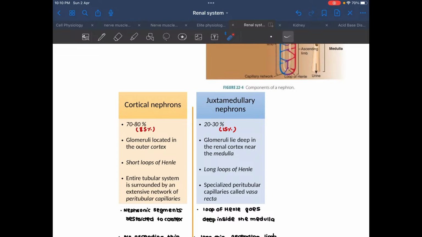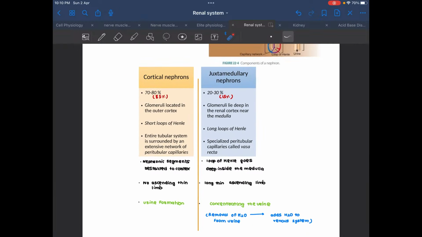Cortical nephrons have a very extensive network of peritubular capillaries present within them. We'll be seeing them shortly. And the juxtamedullary nephrons, on the other hand, have very specialized peritubular capillaries, which are known as vasa recta. So one of the main differences between cortical nephron and juxtamedullary nephron associated with their function is that cortical nephrons basically contribute to urine formation, whereas juxtamedullary nephrons basically concentrate the urine. Urine concentration involves the removal of water from the tubular lumen and adding it into the venous system later to be taken on further.